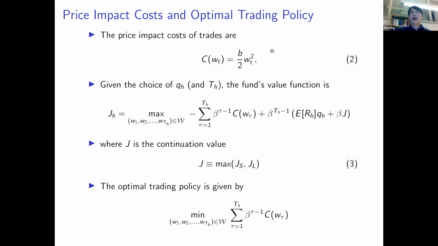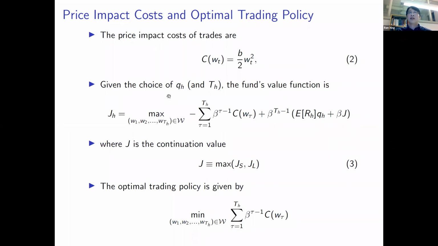In terms of price impact cost, we use the quadratic form of price impact cost, and we use B for the price impact cost parameter. We assume that is the same for all investment opportunities because we're focusing on the differences of price impact cost across horizons, instead of across stocks.